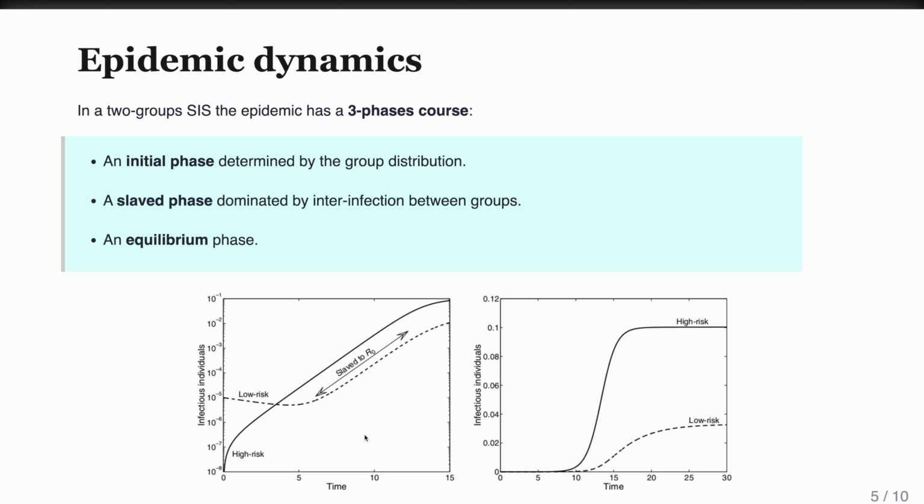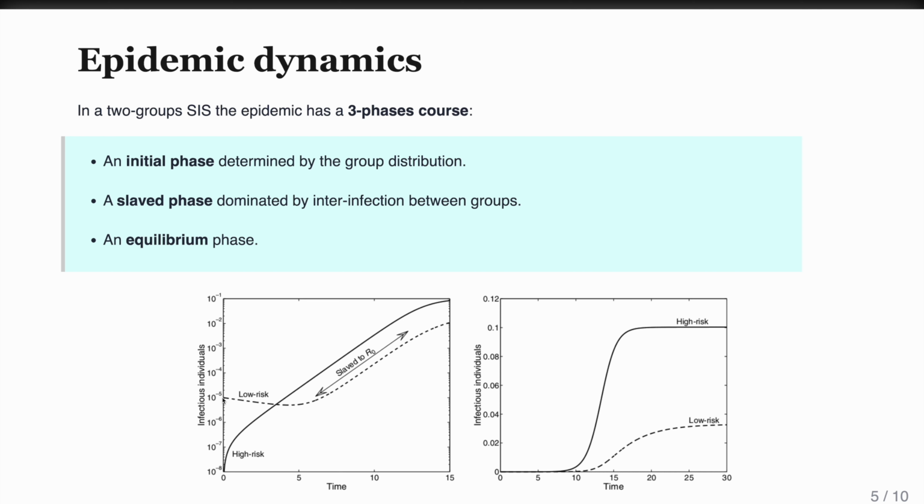So there are differences in the trajectories of the epidemics once we consider heterogeneity. In the case of the SIS model, we can observe 3 phases of the epidemic. Let's see how they work. At the beginning of the epidemic, we can simulate putting a small number of infectious people both in the low-risk group and the high-risk group. And we can see that in the high-risk group, we have an initial explosive increase in the number of cases, a so-called exponential phase.